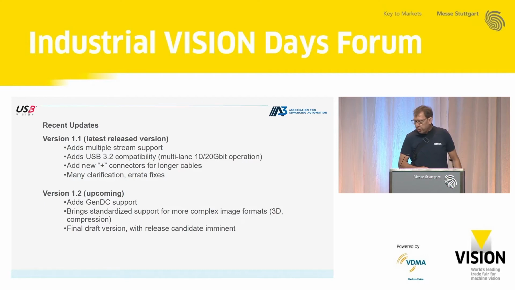Our latest release is 1.1, which basically adds multi-stream support, so it allows a camera to send several streams in parallel. We added USB 3.2 compatibility, which is basically not a new protocol, but just new speed indicators for the faster speeds, which are supported by the USB 3.2 standard.